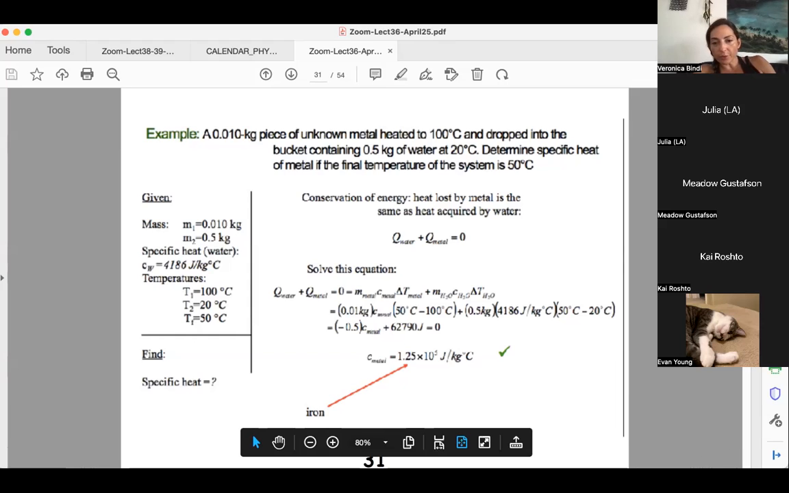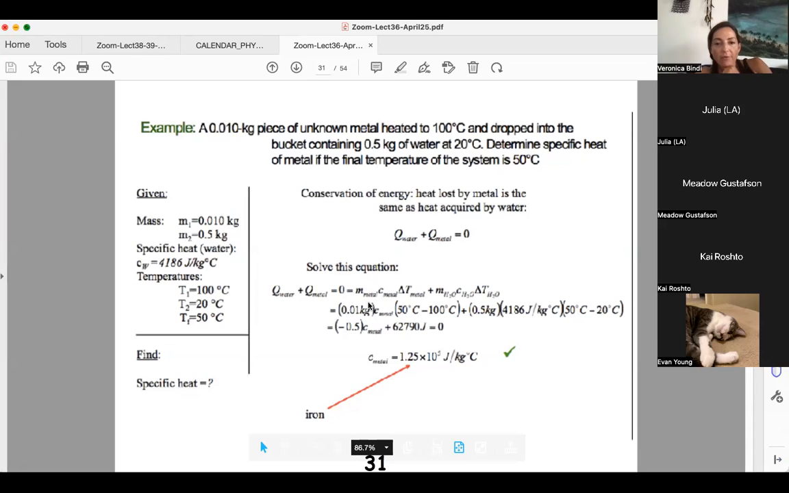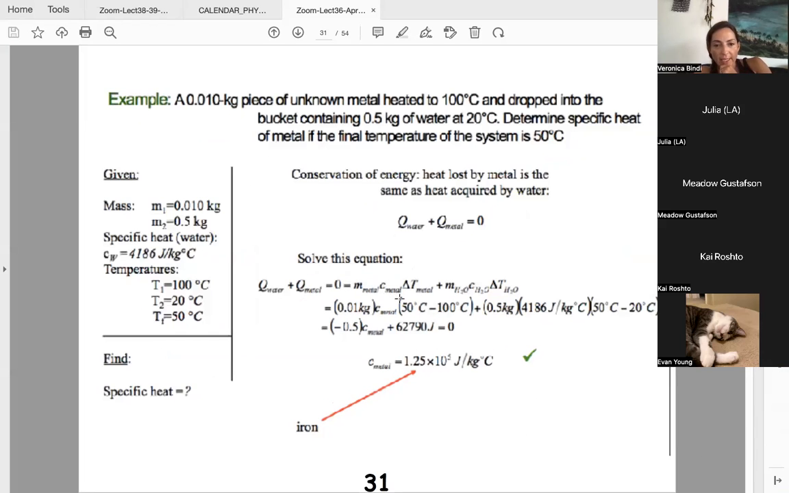I'm hoping that you are able to see it at home. Let me enlarge it more for myself. We start with the metal. So we have Q of the metal: mass of the metal, C of the metal, delta T of the metal, plus, and this is Q of the metal.